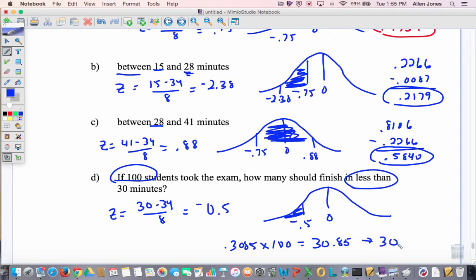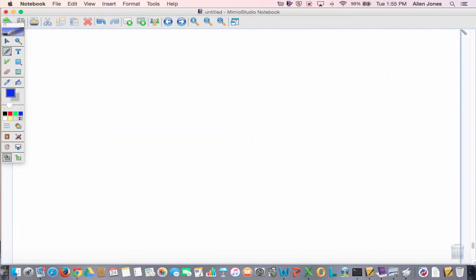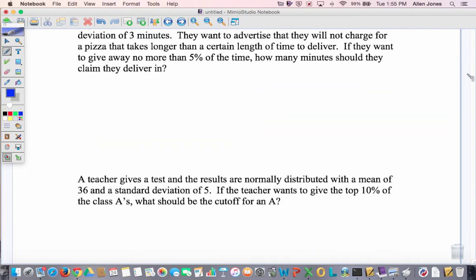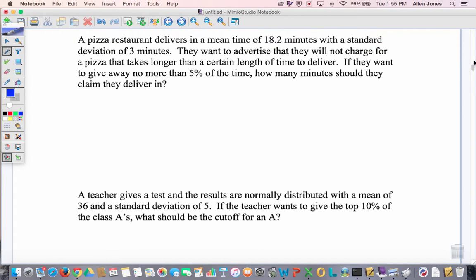Or we might, if that were a minimum number, we might just say 30 students are going to take that test in less than 30 minutes. I think we have 2 more to complete this, so let's take a look at those. These are going to be 2 that are working backwards, I believe.